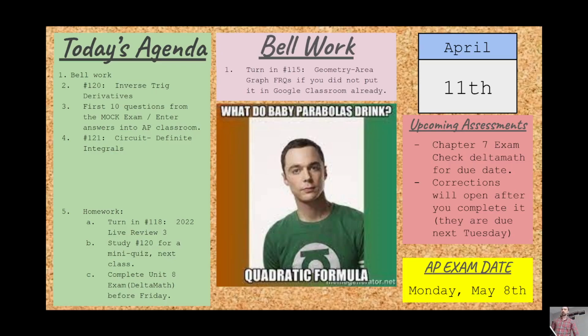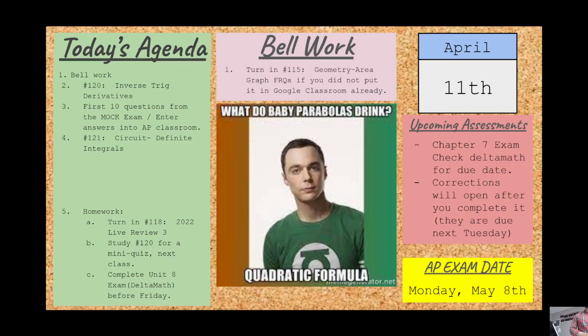Okay, so let's make sure that we're all on the same page here. 120 was the derivative of inverse trig functions that you need to memorize for the mini quiz. Two of those are going to be fill in the blank. Four of those will be matching. So if you didn't mark down which two you need to be able to write out from scratch, please make sure you check with me.